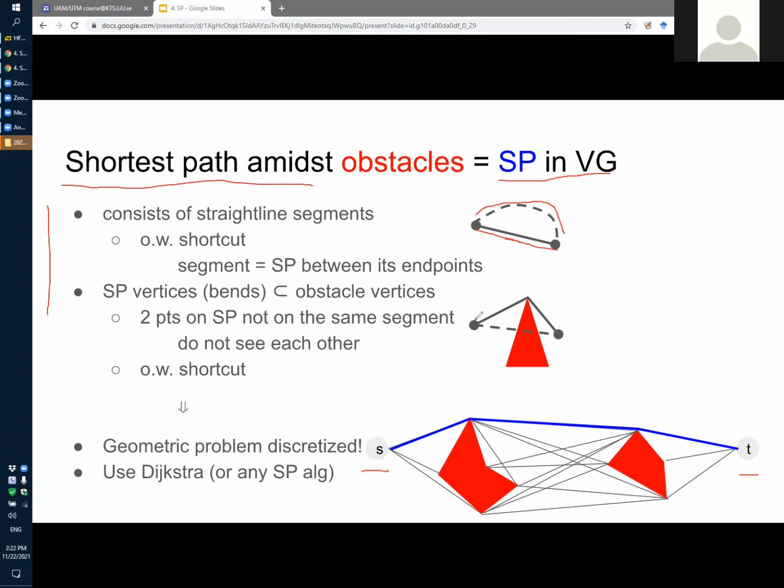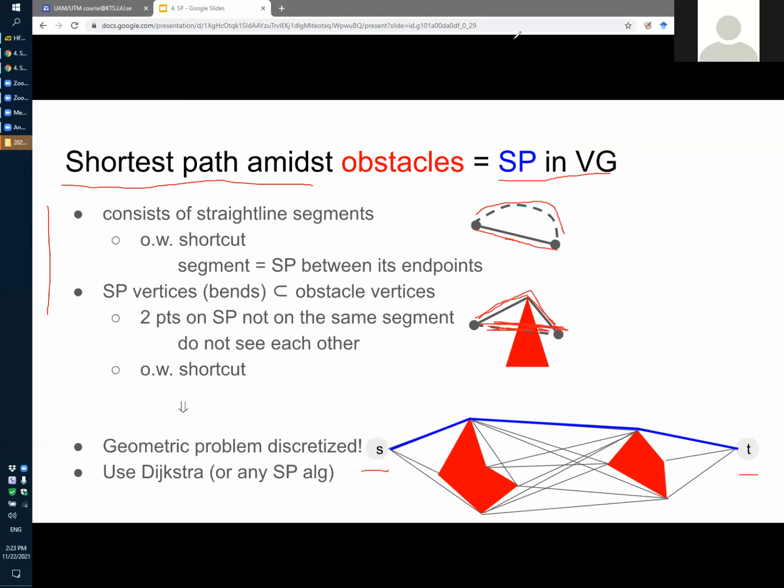And moreover, if there is ever not a straight connection between 2 points, then there should be a reason for that. And the reason is that the points don't see each other. Because if they do see, then why don't you go directly? Well, if they don't, then there is a vertex of the obstacle on which the shortest path bends.